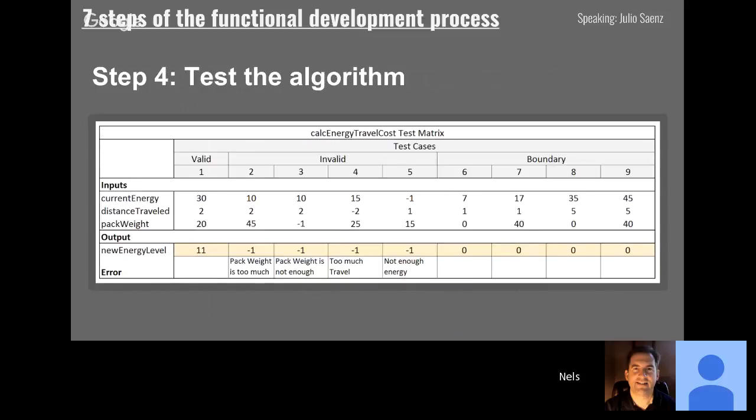On step 4, test the algorithm. We added values to test the different cases. For example, case number 1 tested the valid results for new energy level, and cases 2 through 5 did invalid, and last, case 6 through 9 did the boundary. The boundary calculated the minimum and maximum values that we could enter without returning an error.